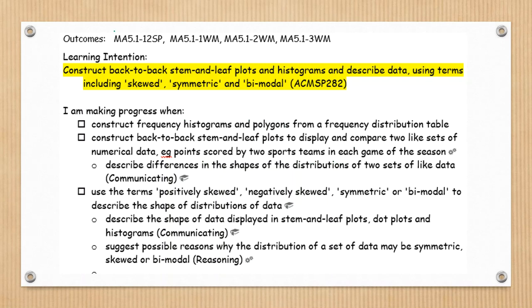The learning intention today is to construct back-to-back stem and leaf plots and histograms and describe data using skewed, symmetric and bimodal. This is the success criteria. These are the things I would like you to be able to do by the end of the lesson, so tick these.